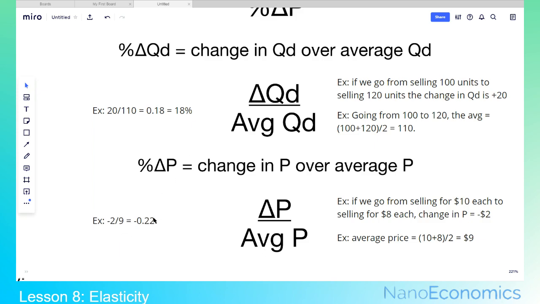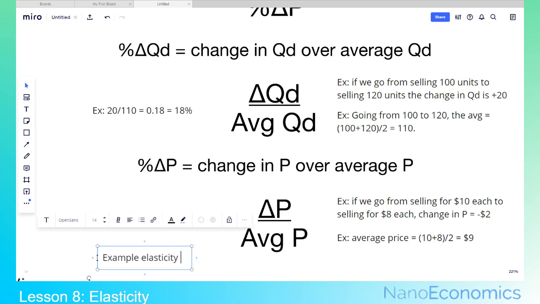And so the elasticity in this example is negative, or is 0.18 over negative 0.22, which is negative 0.82.